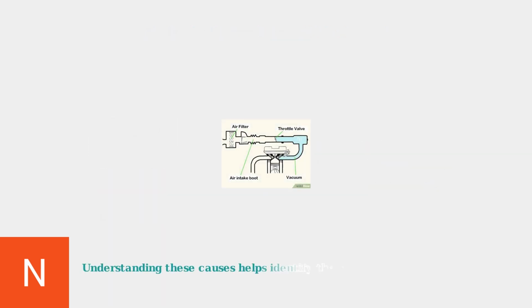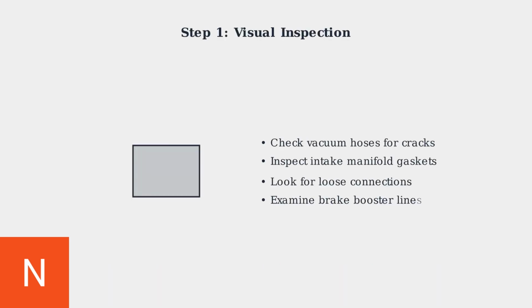Understanding these four primary causes of the P0507 code provides the foundation for effective diagnosis and repair. Each cause affects different components in the air intake and idle control system, requiring specific diagnostic approaches to identify and resolve the underlying problem. The first step in diagnosing P0507 is a thorough visual inspection.